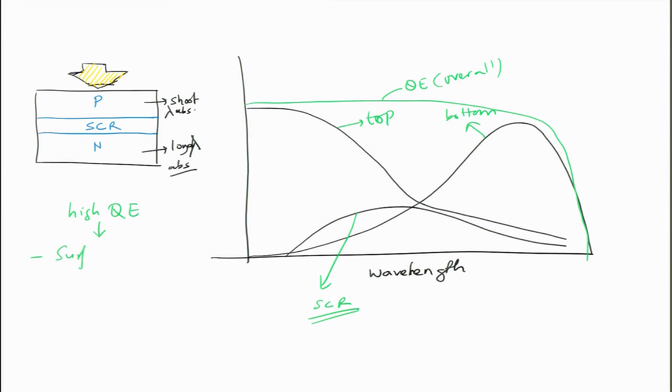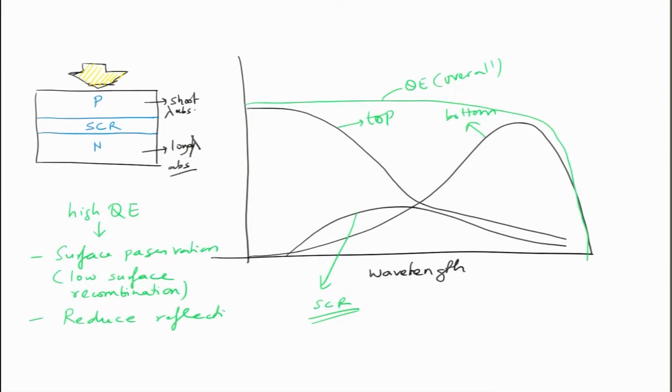have surface passivation, which means you have low surface recombination, right. This is mainly due to dangling bonds. So, if you reduce the number of dangling bonds on the surface, the carriers will not get recombined at the surface. And also reduce the reflection losses, which means the photons are not reflected, all of them are absorbed.